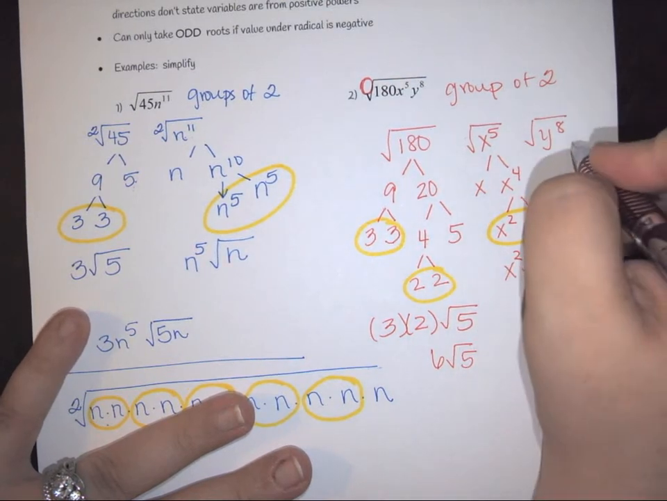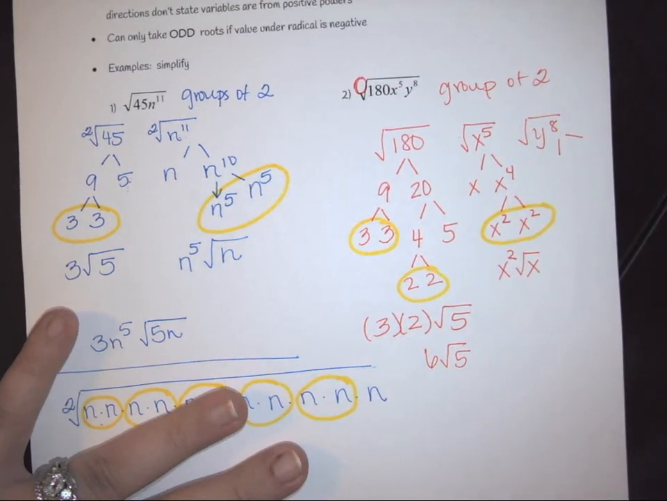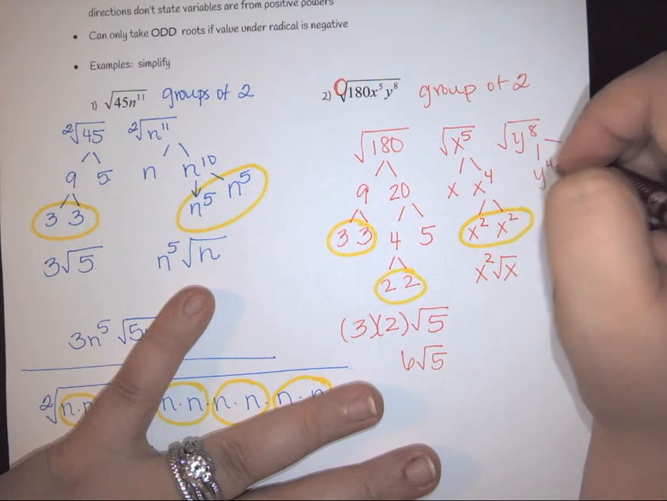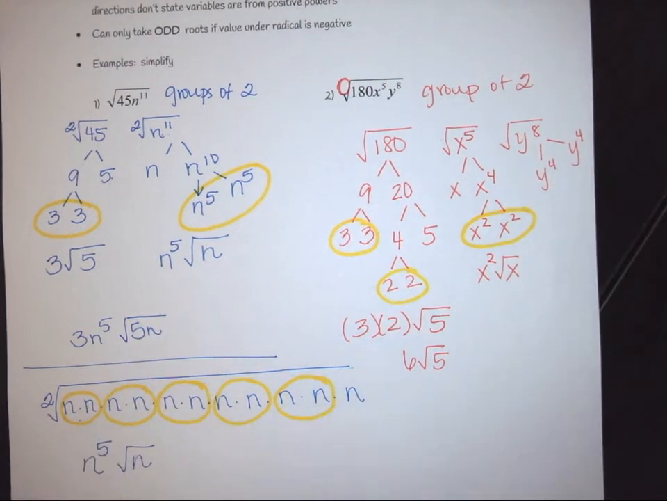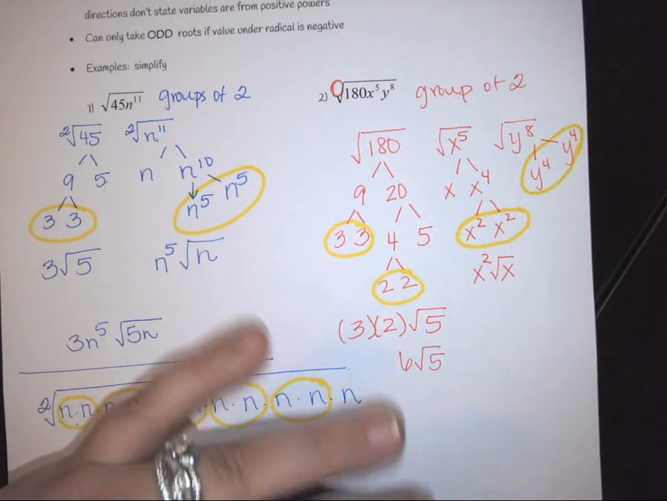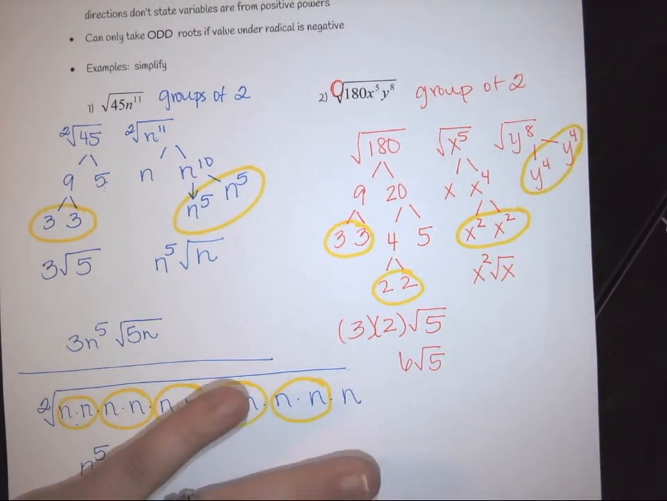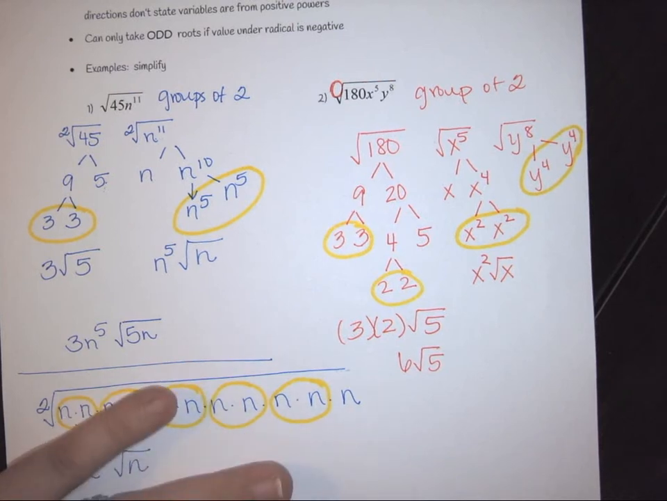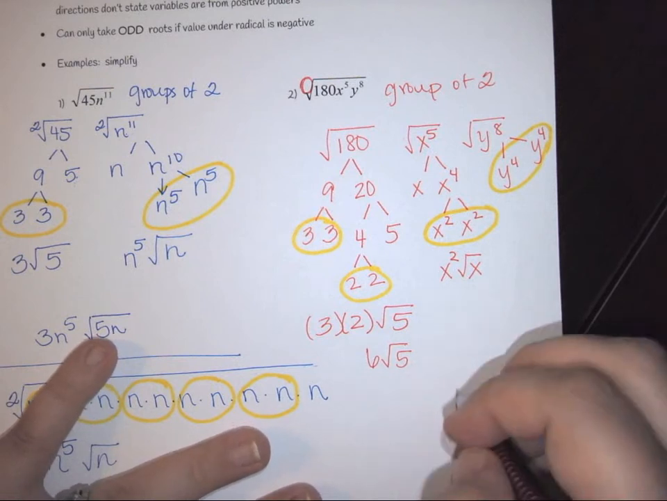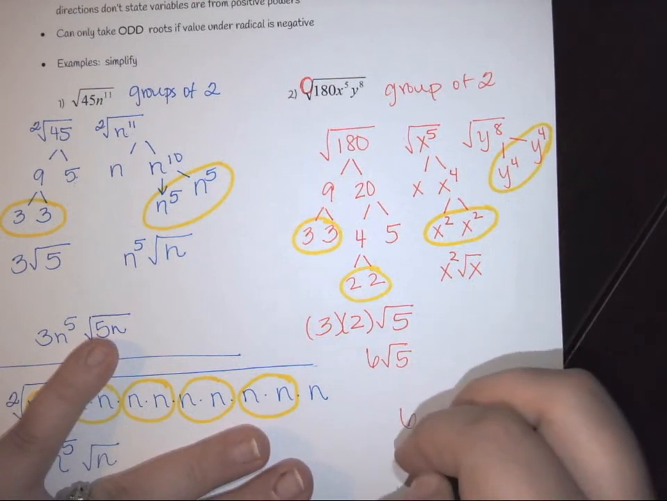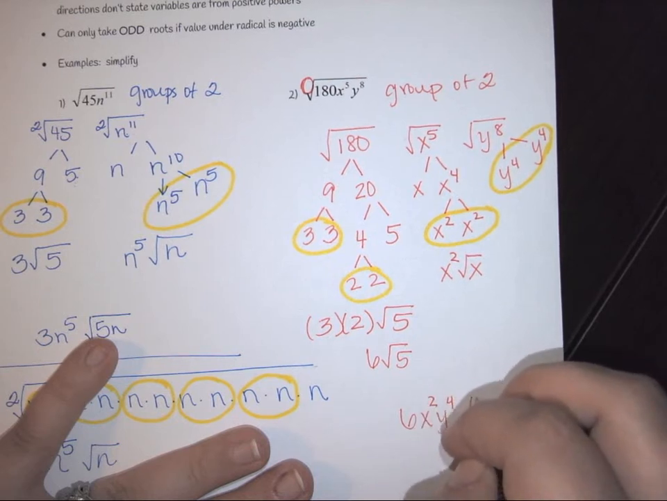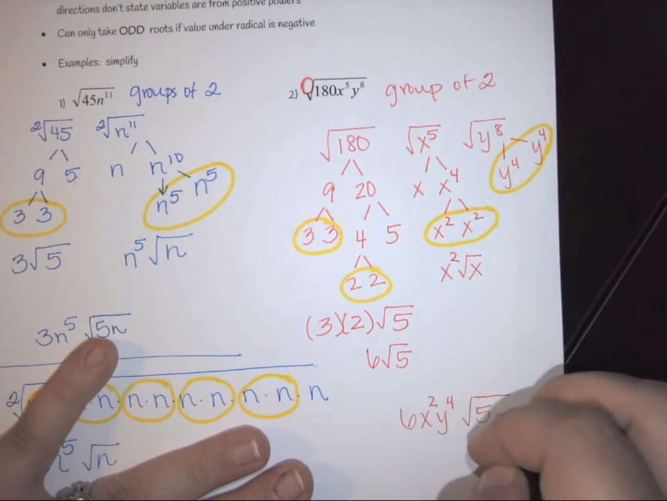Now the last one I have here is y to the 8th, and I need to break down my y to the 8th. So I know y to the 8th is going to become y to the 4th and y to the 4th. If I look at that, notice right here I actually have my group of 2, thus being y to the 4th. So the end result is you need to put it all together. So if I look at what's on the outside, I have a 6x squared y to the 4th. I then have a square root of 5x.